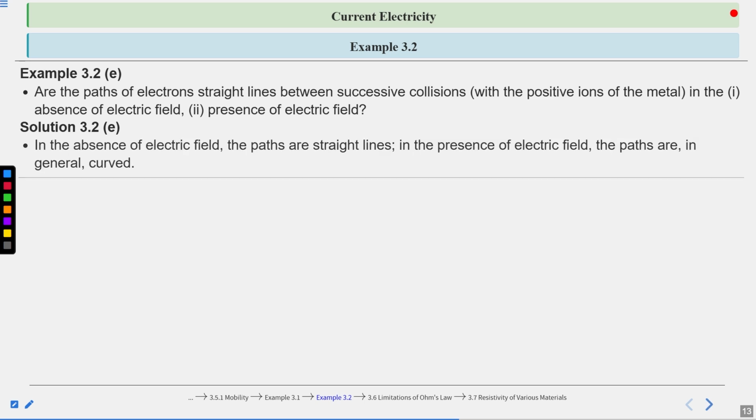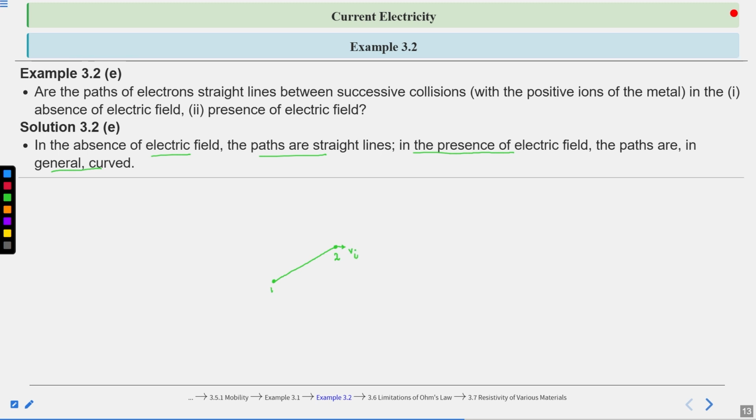The solution is: in the absence of electric field, paths are straight lines. In the presence of electric field, paths are in general curved. Why curved? Because I told you in the previous lecture that here the first collision happened, here the second collision happened. Just after the second collision, its random velocity is in this direction, small vi.